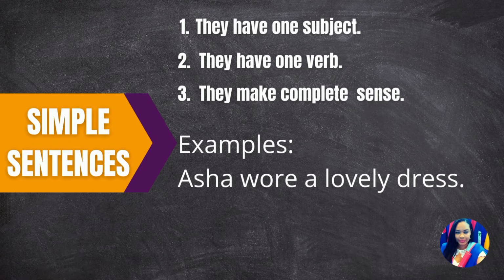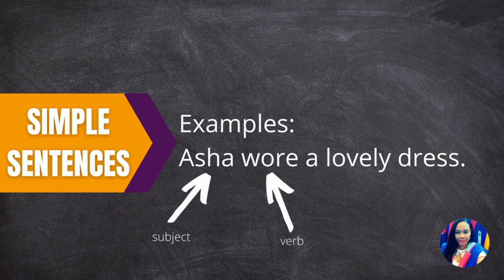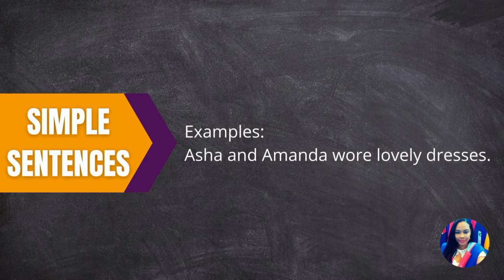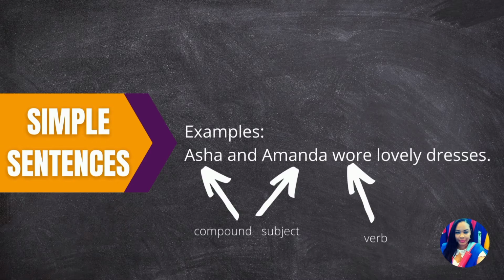Asha wore a lovely dress. Here we have one subject, Asha, and one verb, wore, and the sentence makes complete sense. A simple sentence can also have a compound subject. Asha and Amanda wore lovely dresses. Asha and Amanda would be our compound subject.